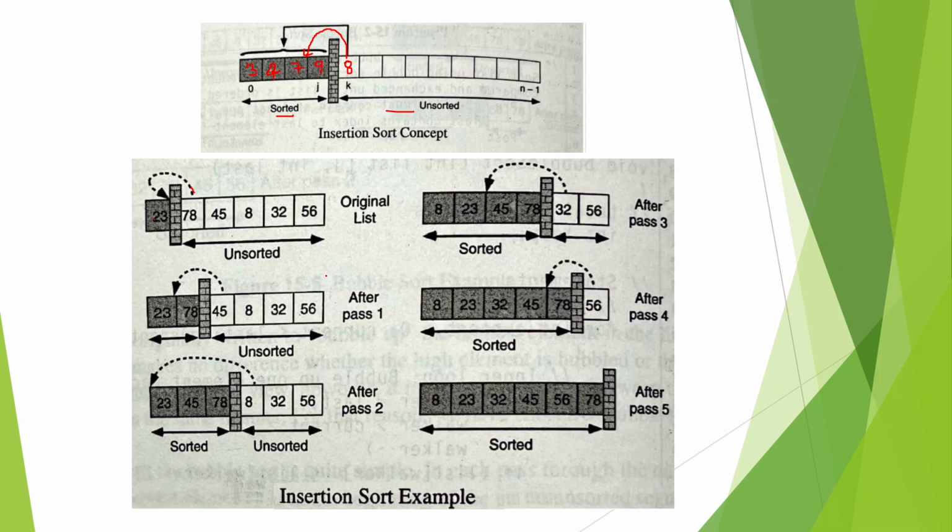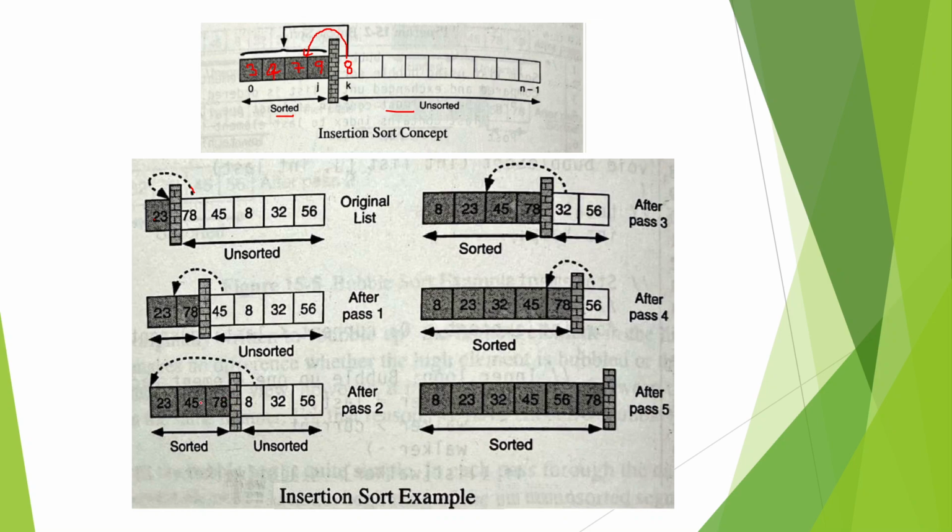Then again, after pass 1 we pick 45. Where should this 45 go? Between these two. 45 comes in between these two. So something like this: 23 45 78. And in the unsorted list you will be having 8 32 56. Again you pick the first element from the unsorted list, that is 8, to make pass 3.